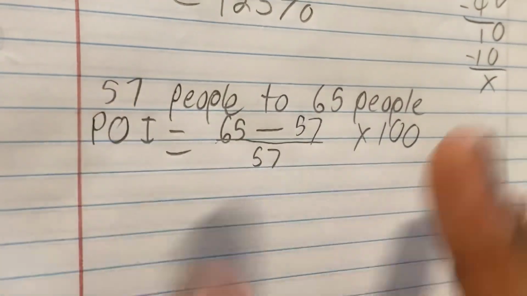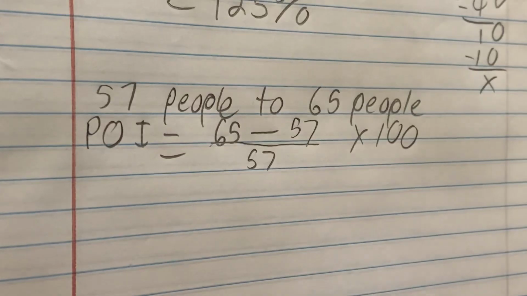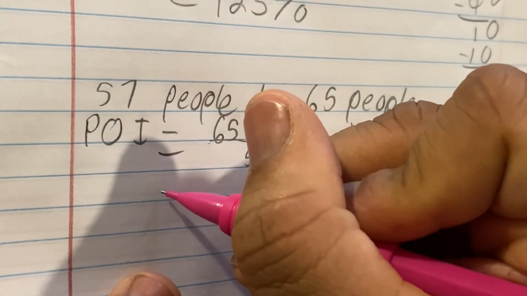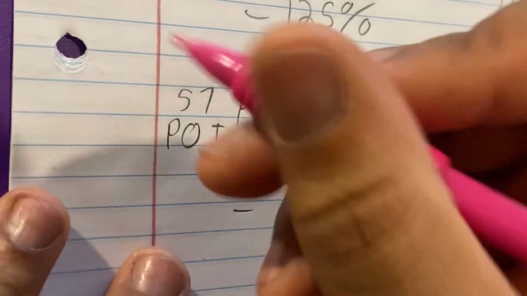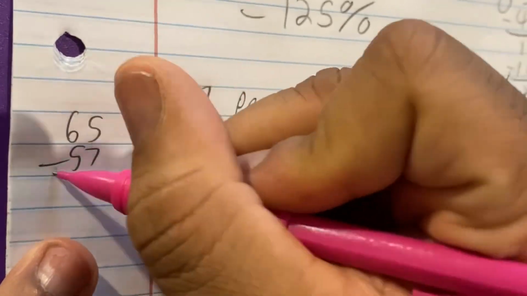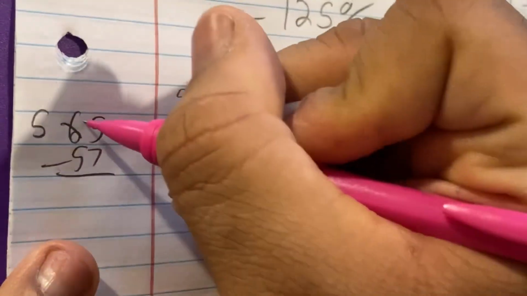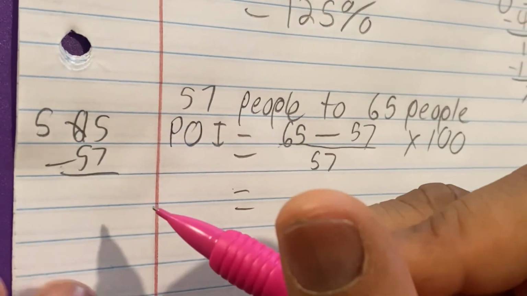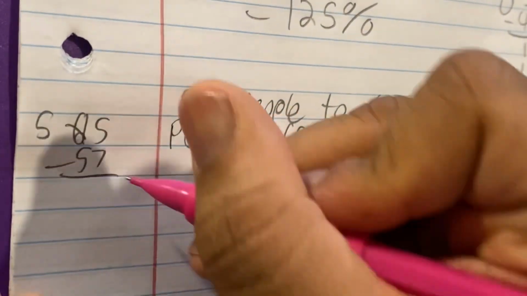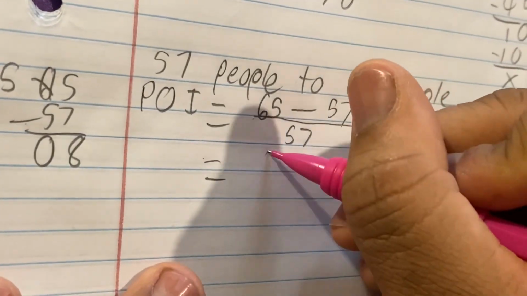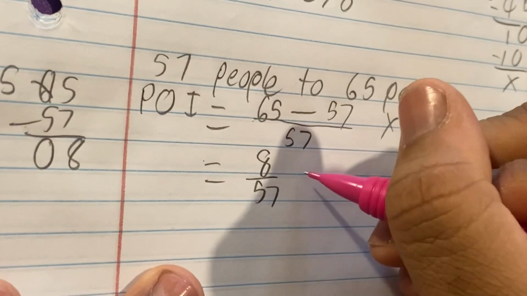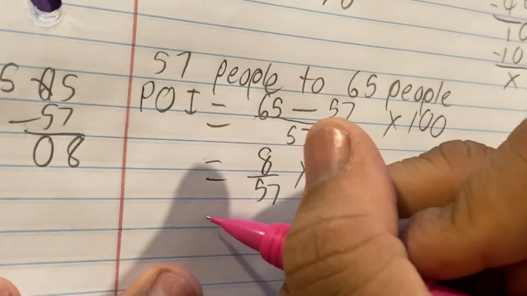Remember, I know PEMDAS is very important, but we kind of had to do it step by step with this one. So the very first thing we're going to do is subtract 65 minus 57. So I'm going to do that over here really quick. So 65 minus 57. So of course we can't do 5 minus 7, so we're going to cancel that and have it be 5, turn that into 15. 15 minus 7, I believe that's 8. And then 5 minus 5 equals 0. So then it's going to be 8 over 57 times 100.